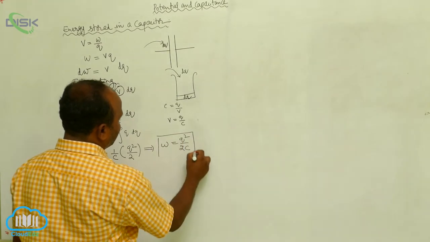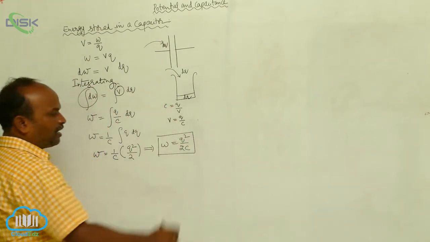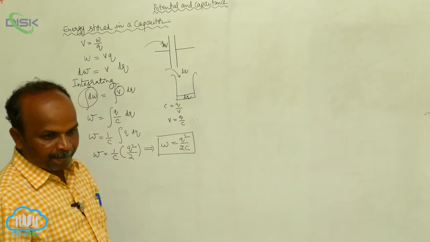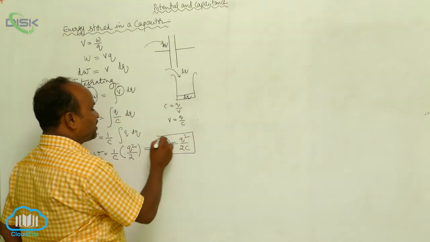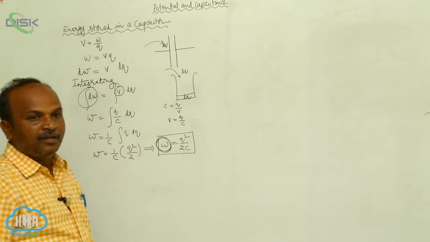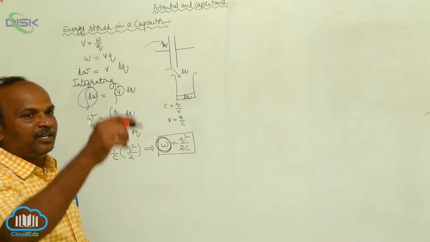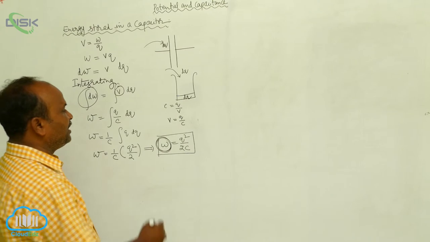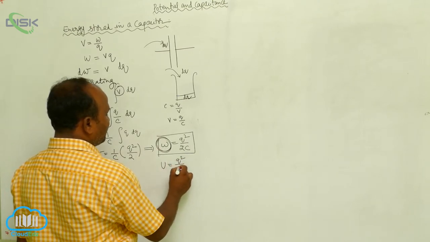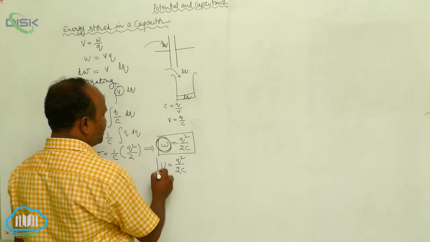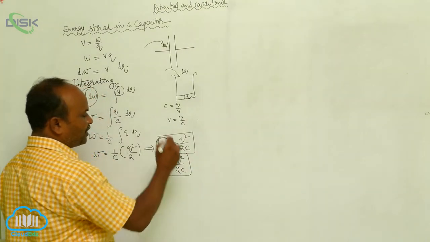This is the work done in storing the charge Q in a capacitor of capacity C. This total work done is stored in the form of potential energy. Therefore, U is equal to Q square by 2C.